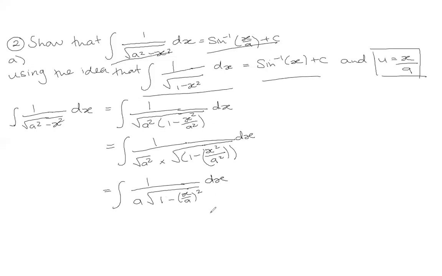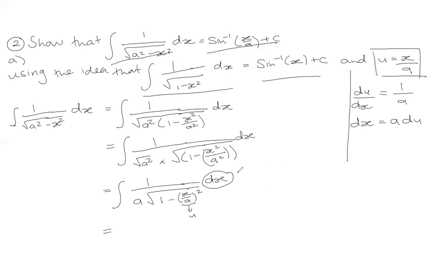Now is where we would make our substitution. We're going to take u as x over a. So this is our u. Because we're going to deal with things in terms of u, we also need to change this dx to be something in terms of u. If our u is x over a, then differentiating with respect to x, du over dx is just 1 over a. Then if we make dx the subject, we have a du.